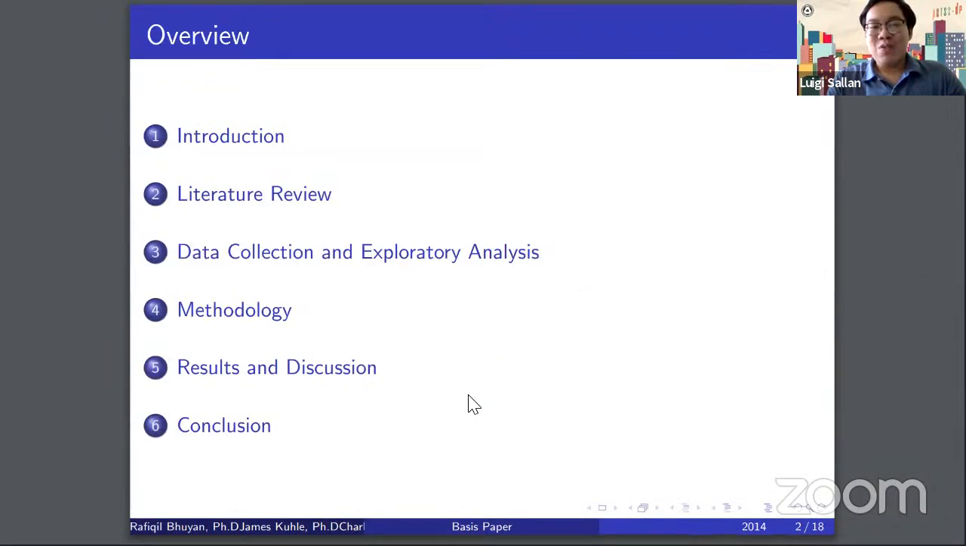So an overview of their paper would be their introduction, the reasons for doing this study, their literature review, their data collection and initial analysis of their data, their methodology, which proceeds from the work of Doctors Agrawal and Waddle from 2006, their results and discussion, and finally their conclusions.